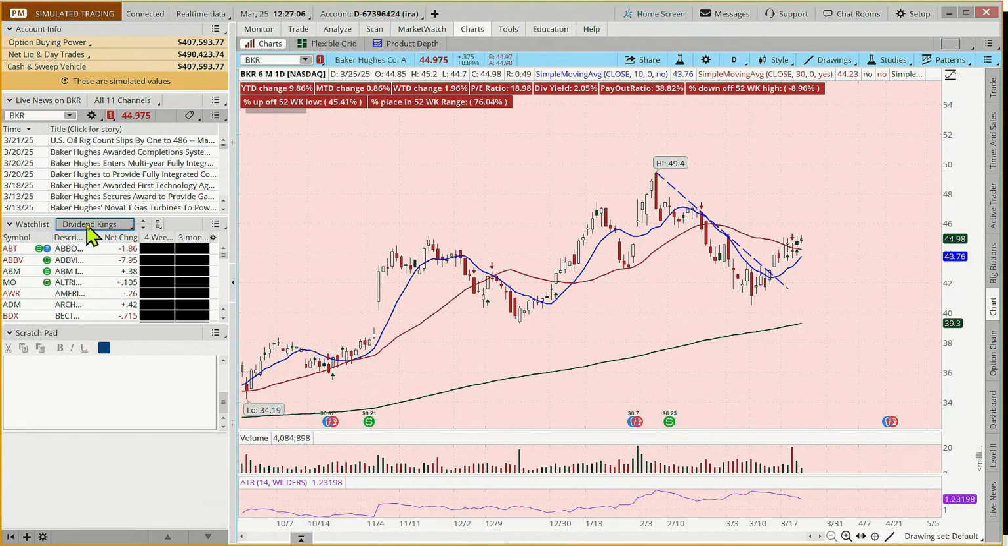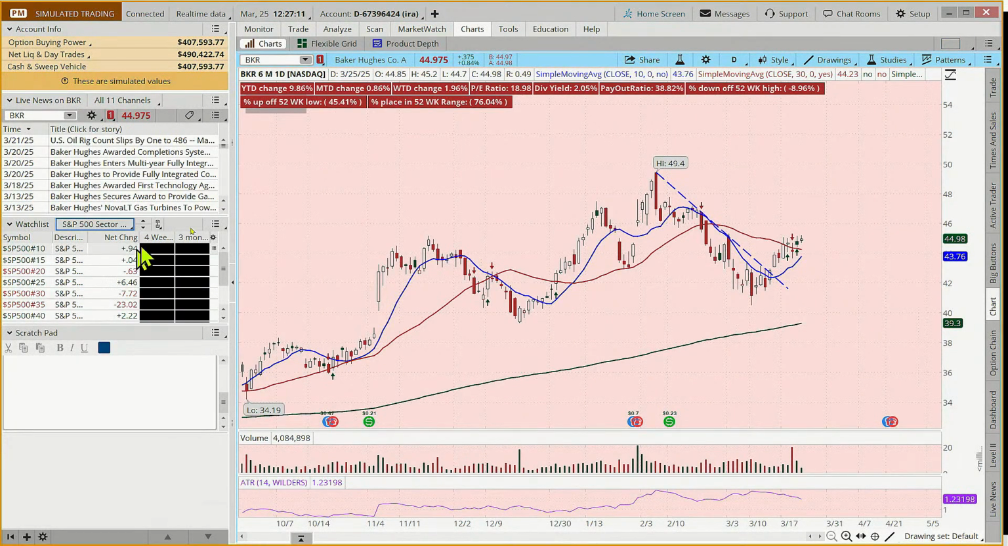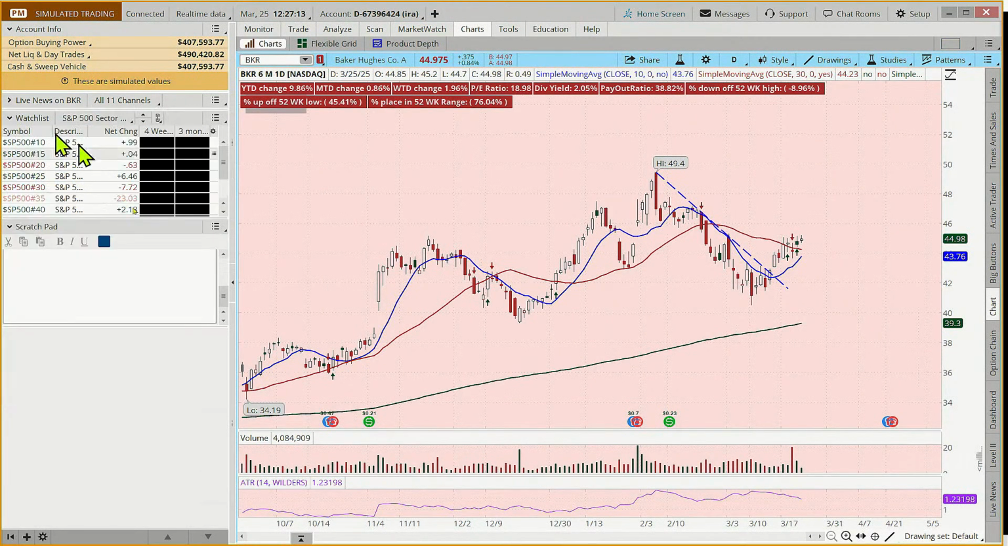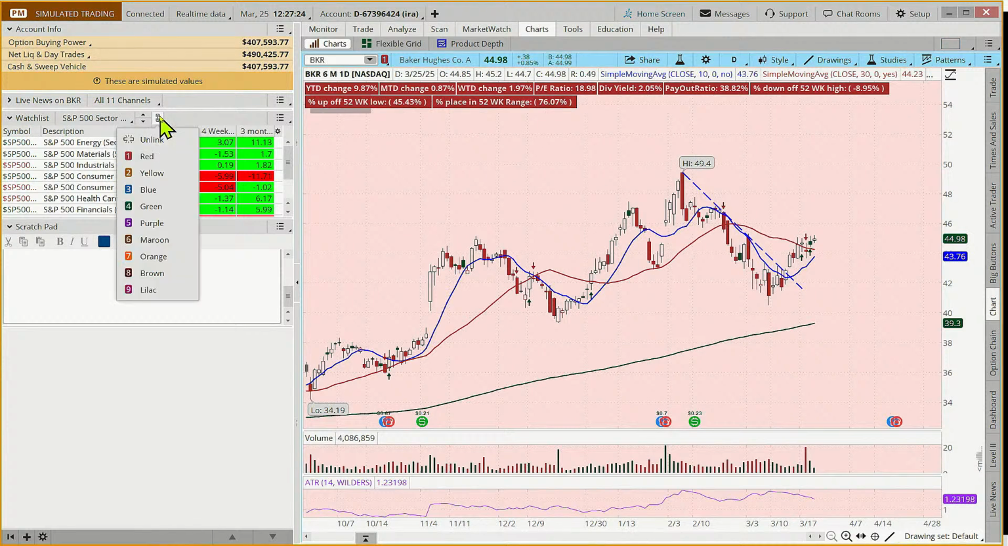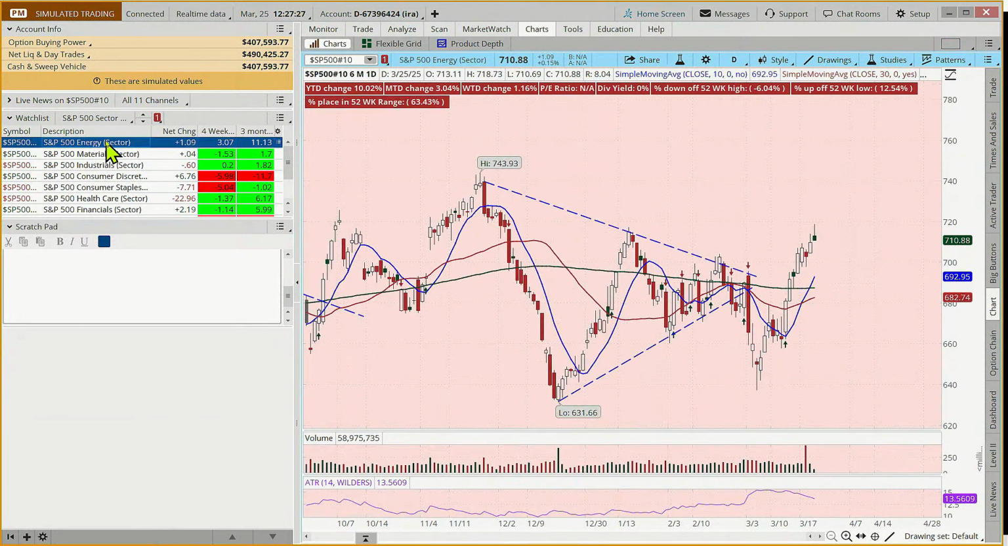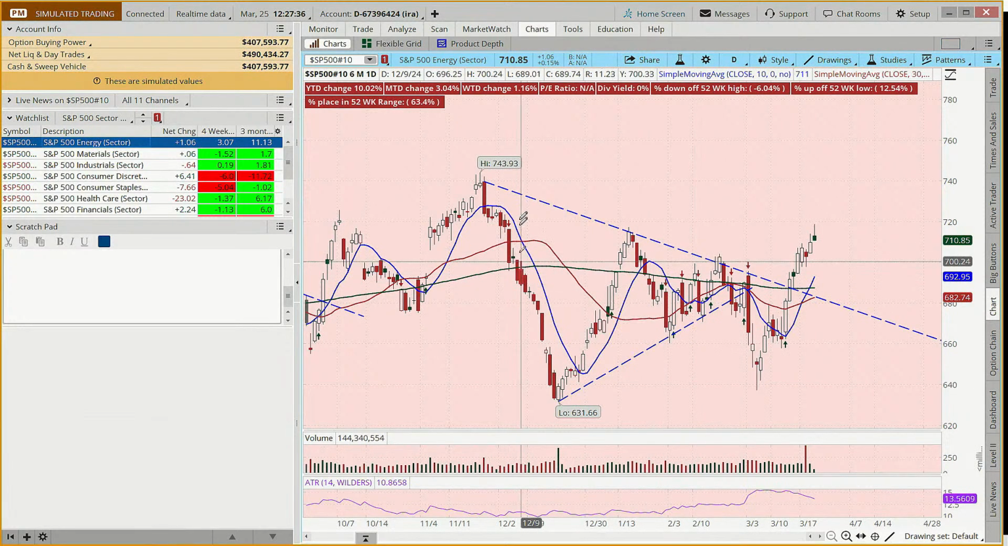So, we're going to pick an industry watch list, the sector industries. And I'm going to move this over because S&P 10 doesn't mean much to me. If I link this to my charts, we can see the energy sector, and I haven't drawn a new line. But if we extend this to the right, we're seeing a lot of these patterns too.